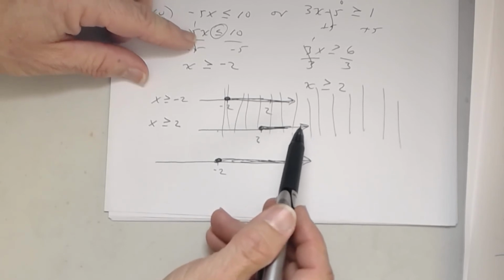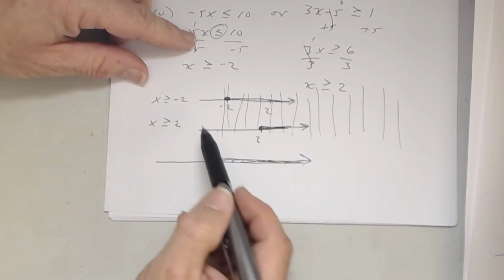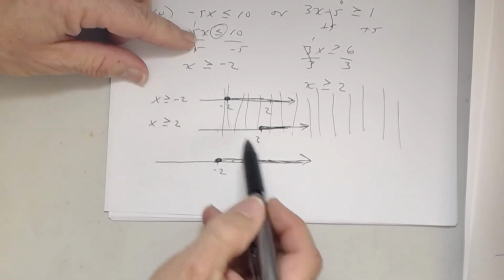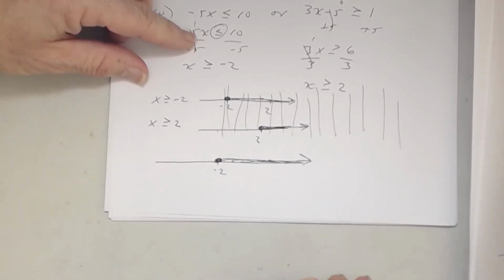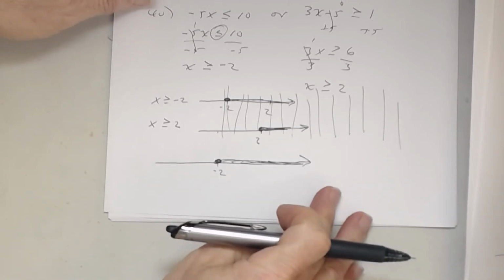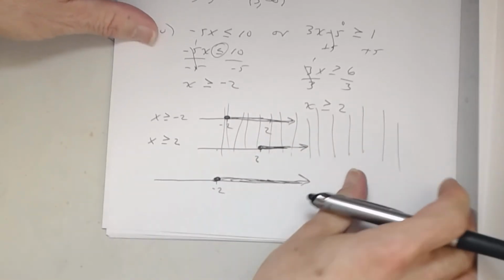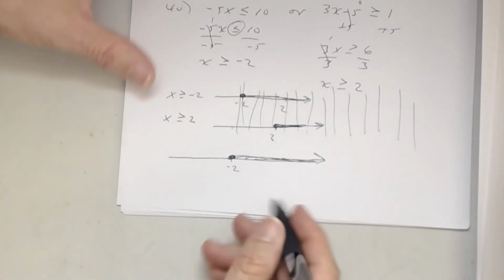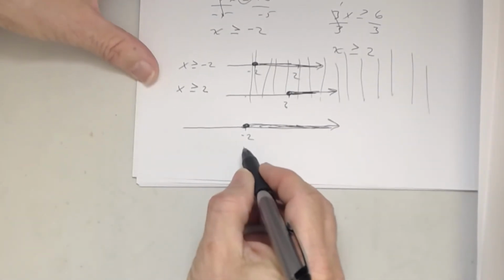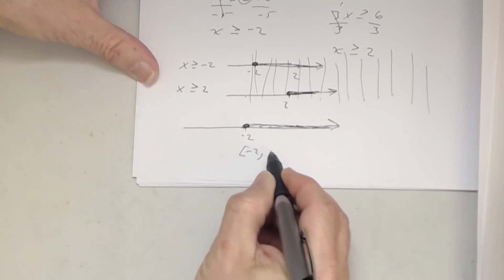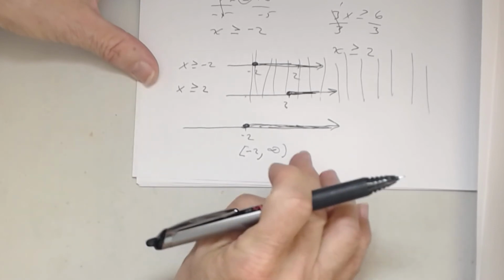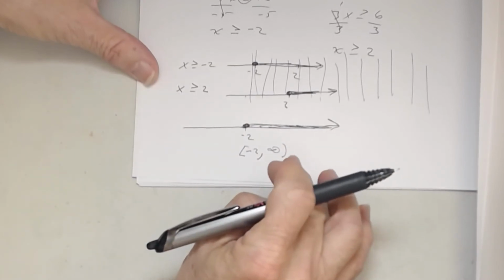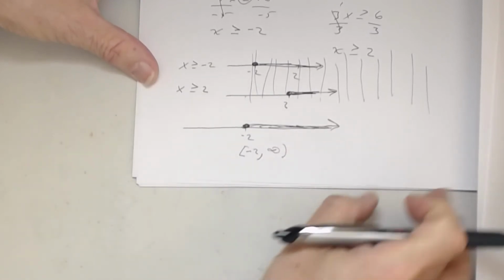This is an OR statement. So an OR statement would be anything that's shaded. So anything shaded is from negative 2 to infinity. What would be the interval notation? Bracket, negative 2, comma, infinity. Parentheses, right? Remember, parentheses on infinity, negative infinity is always parentheses.